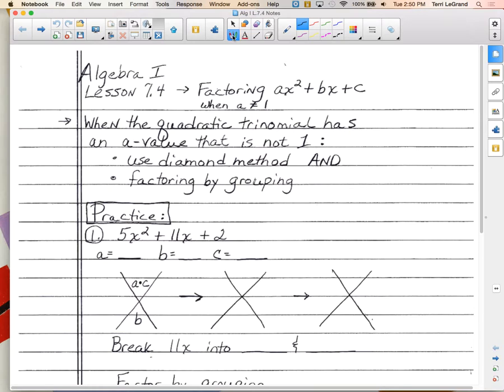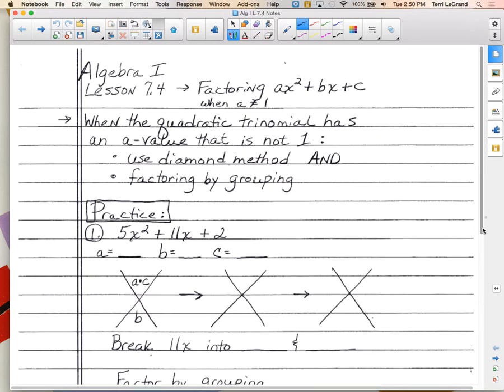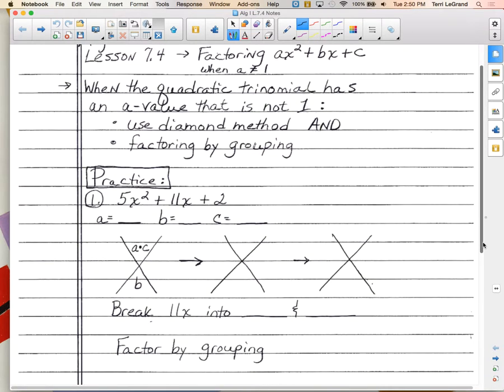If you're like, I can't even get this, and you want to look and see if the textbook's way of teaching you how to do it works better for you, by all means, go with it, okay? But what we're actually going to do is use the diamond method that we've already learned, and then we're also going to use factoring by grouping, which we've already learned. So I'm introducing nothing new here.